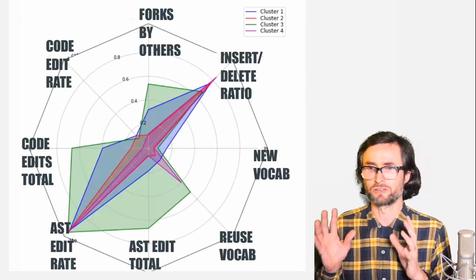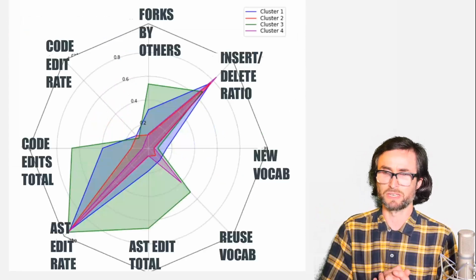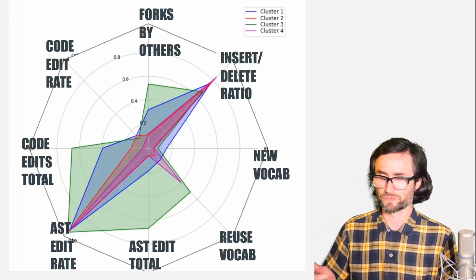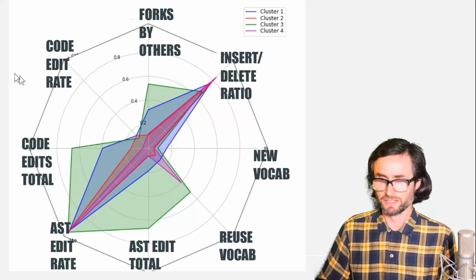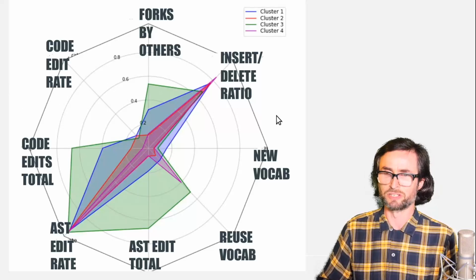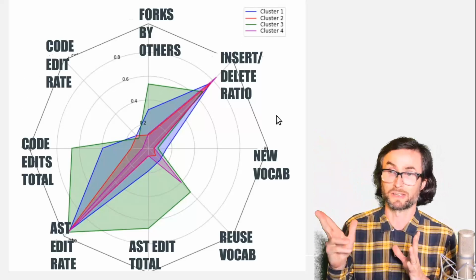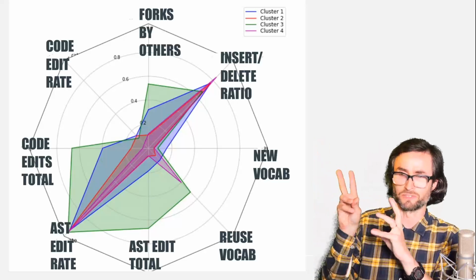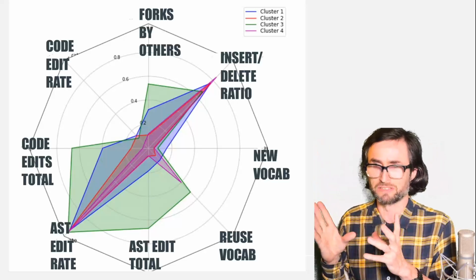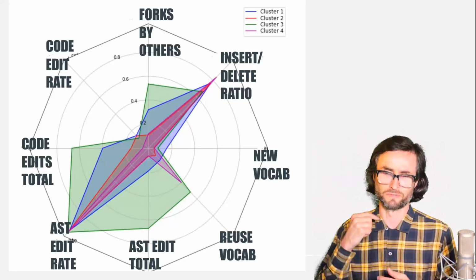Well, this diagram shows you a bit more detail about what's going on in the clusters. So what you can see here is the code edit rate, for example, the forks by others, and the insert delete ratio. So each of these weird polygon shapes represents one cluster. For example, the green stuff is one cluster, and it basically tells you what the variation is between those metrics in the different clusters.